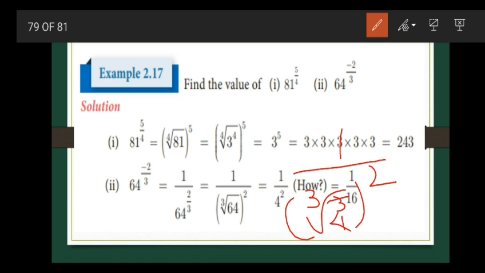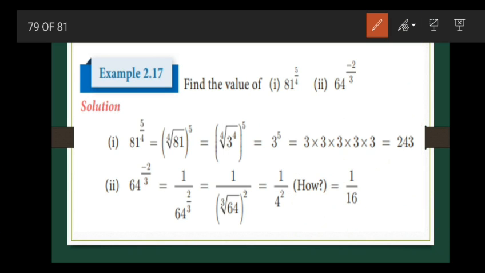This power 3 and cube root will get cancelled. So you will get 1 by 4 square. 1 by 4 square is 1 by 4 into 4. 4 4s are 16. So you will get 1 by 16. Understood?